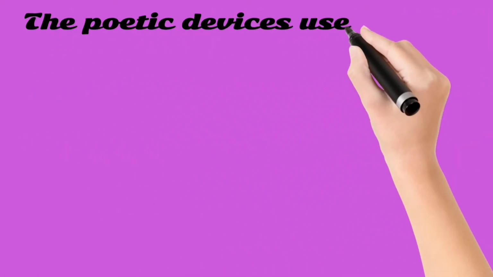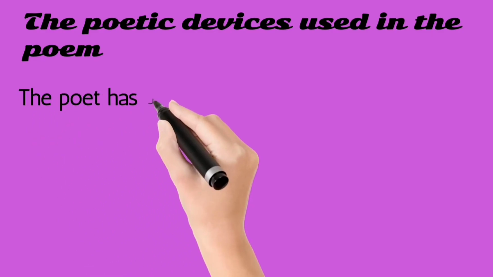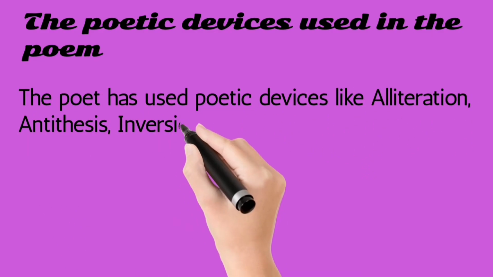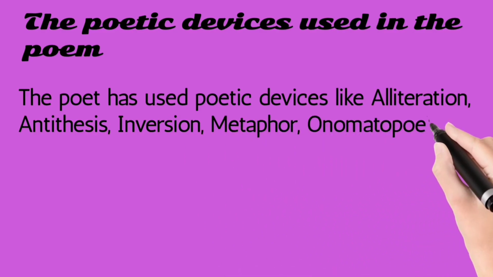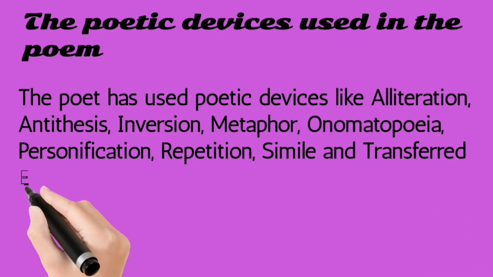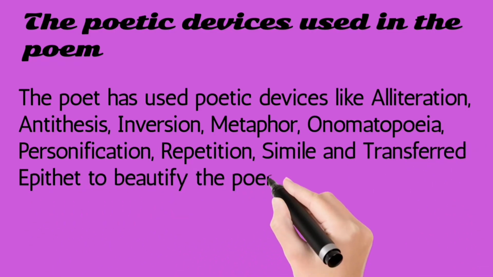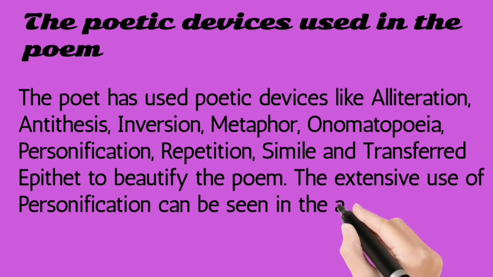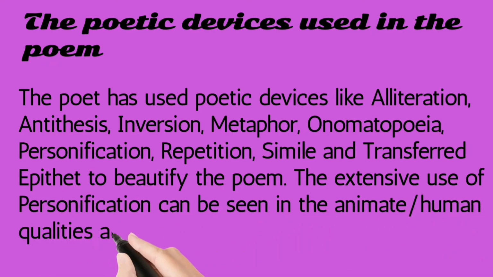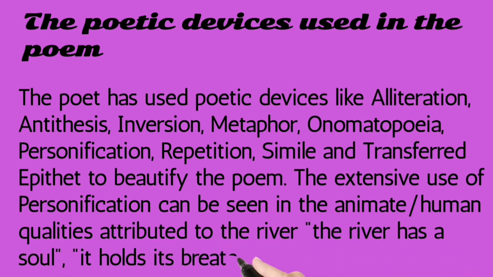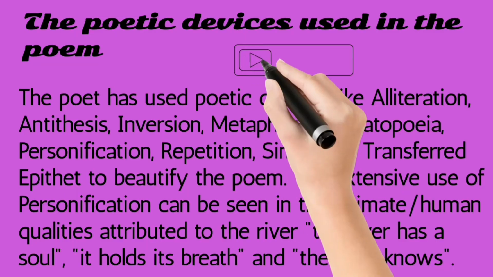The poetic devices used in the poem. The poet has used poetic devices like alliteration, antithesis, inversion, metaphor, onomatopoeia, personification, repetition, simile, and transferred epithet to beautify the poem. The extensive use of personification can be seen in the animate or human qualities attributed to the river. The river has a soul, it holds its breath, and the river knows.